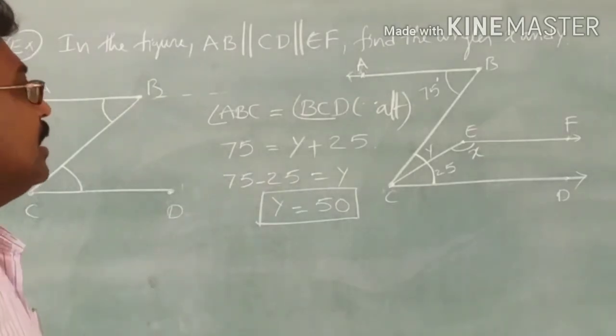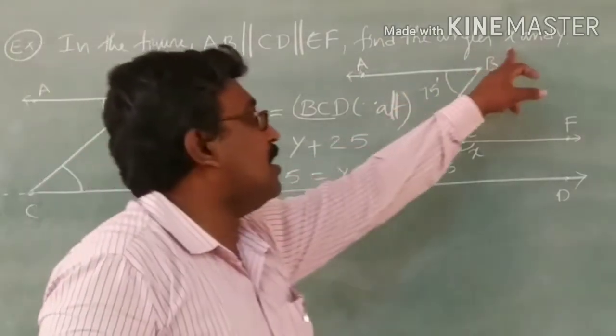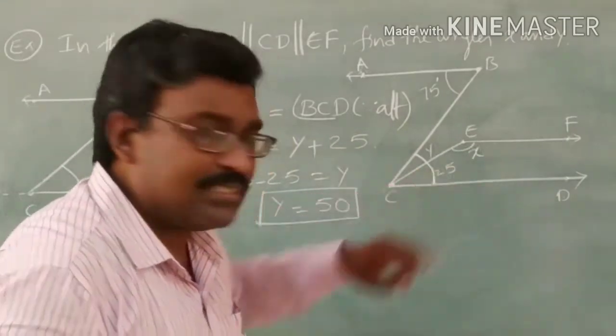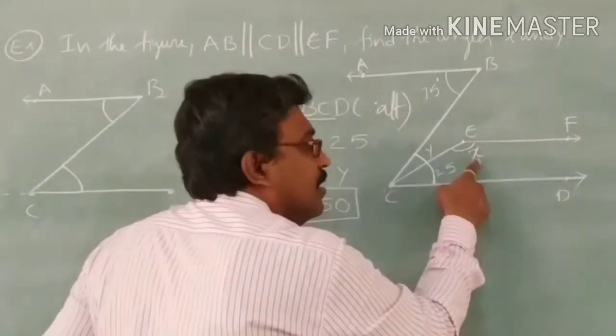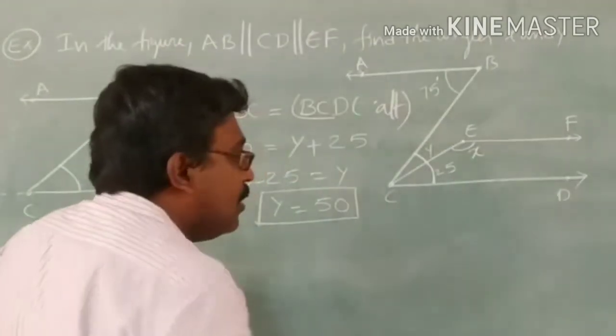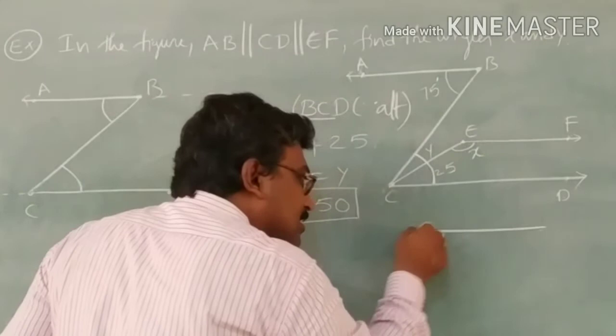Okay, the next one. X and y. Among x and y I got y. Now I should find out x. X is here. Okay, now these two parallel lines I should take. These two parallel lines.